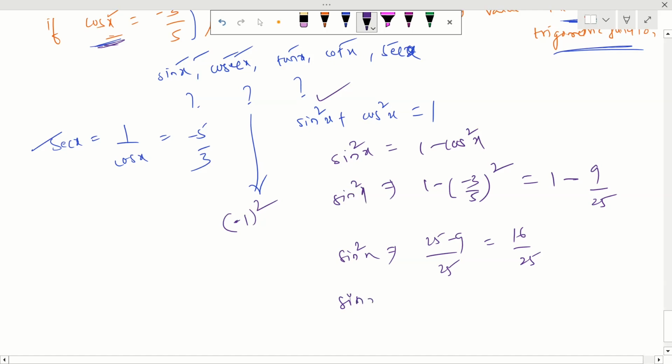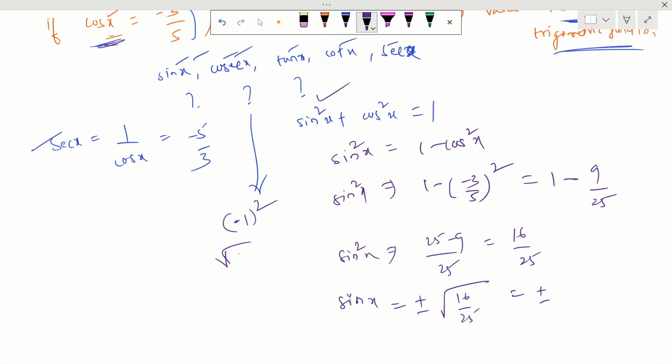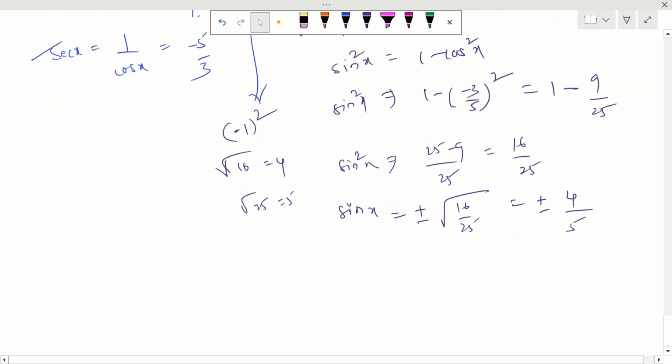And for sine x, taking the square to this side, it is plus or minus the square root of 16 divided by 25, right? The square root of 16 is 4, and the square root of 25 is 5, because 5 square is 25 and 4 square is 16. So sine x is plus or minus 4 by 5.